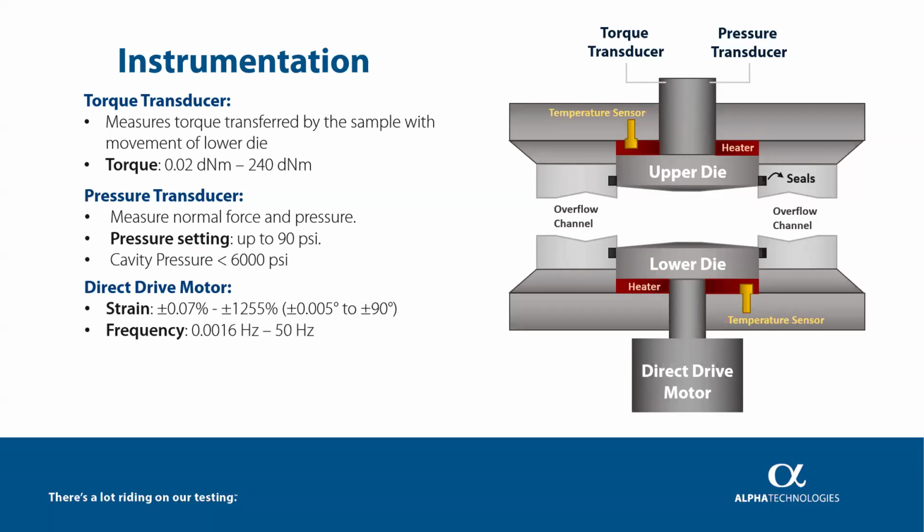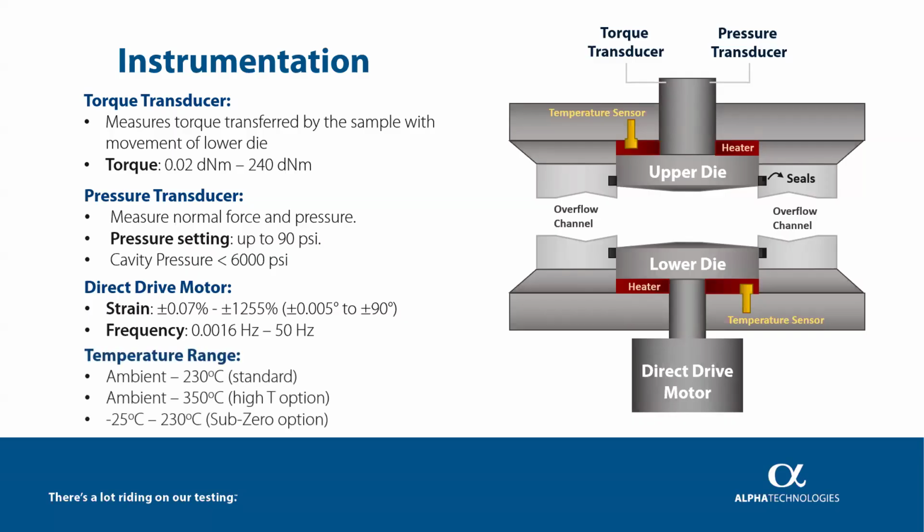Then there are highly sensitive temperature sensors and heaters. On top of that, the standard RPA system can operate from ambient temperature up to 230 degrees C. For more demanding applications, there is a high temperature option that extends the upper range up to 350 degrees C. We also offer a sub-zero cooling option, which allows testing from minus 25 degrees C to 230 degrees C without using liquid nitrogen.